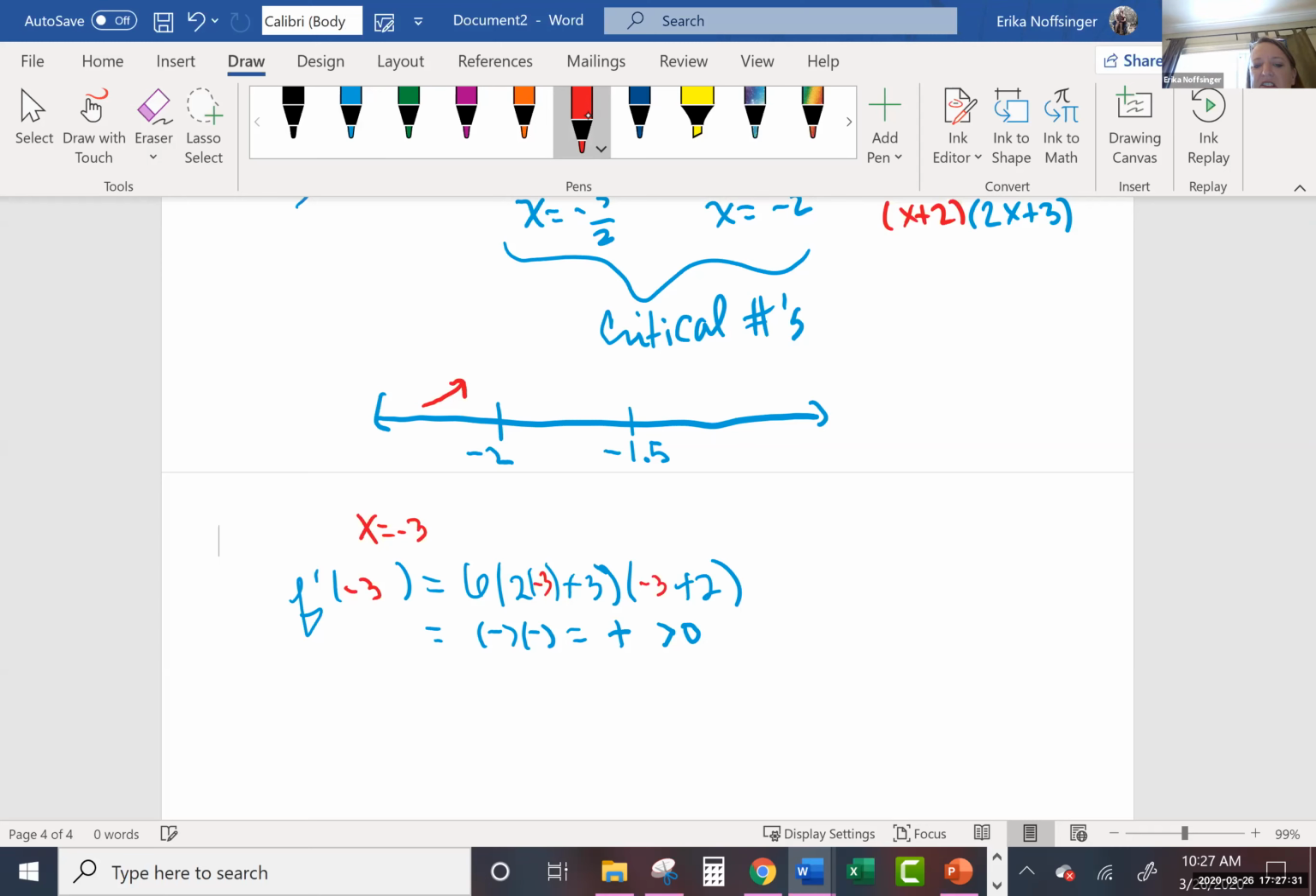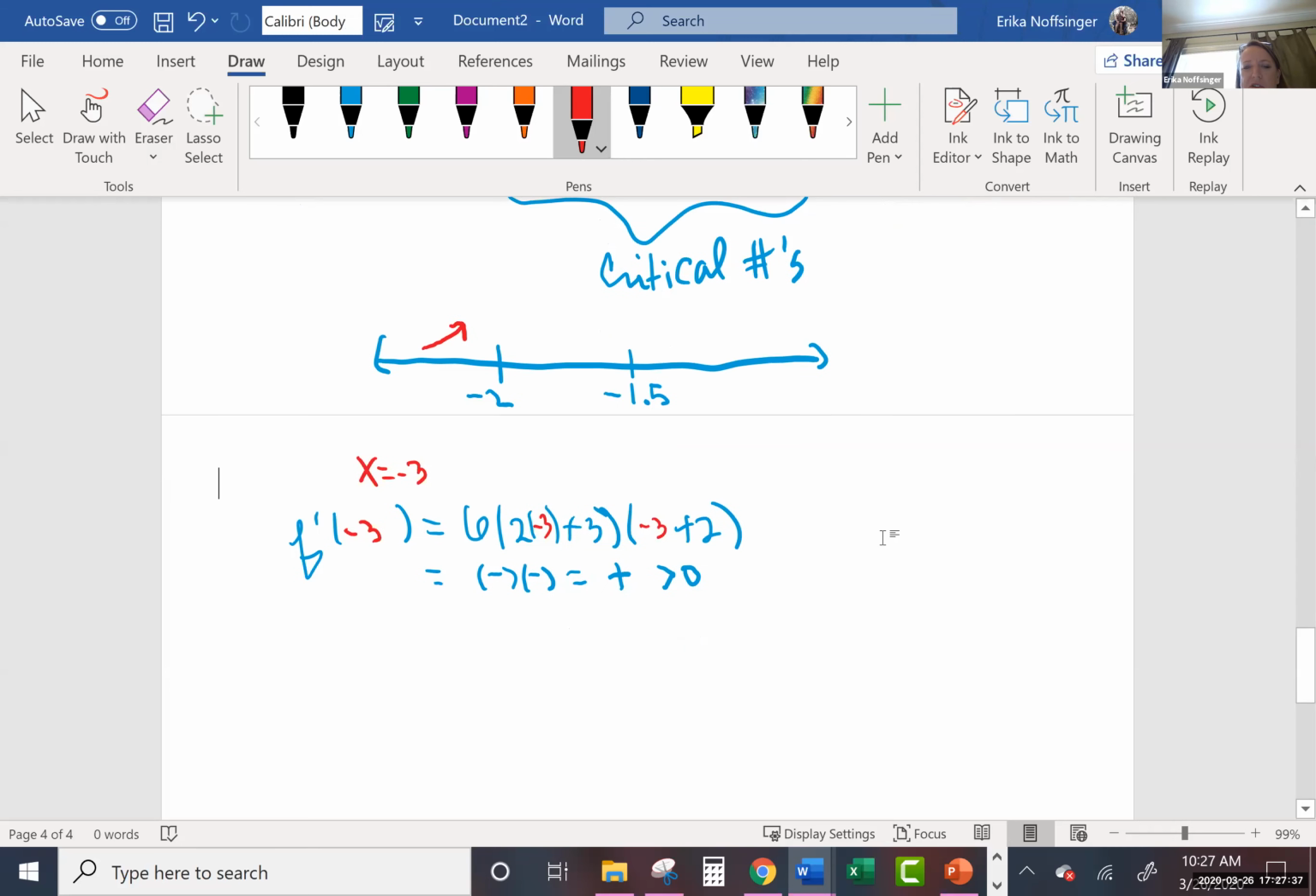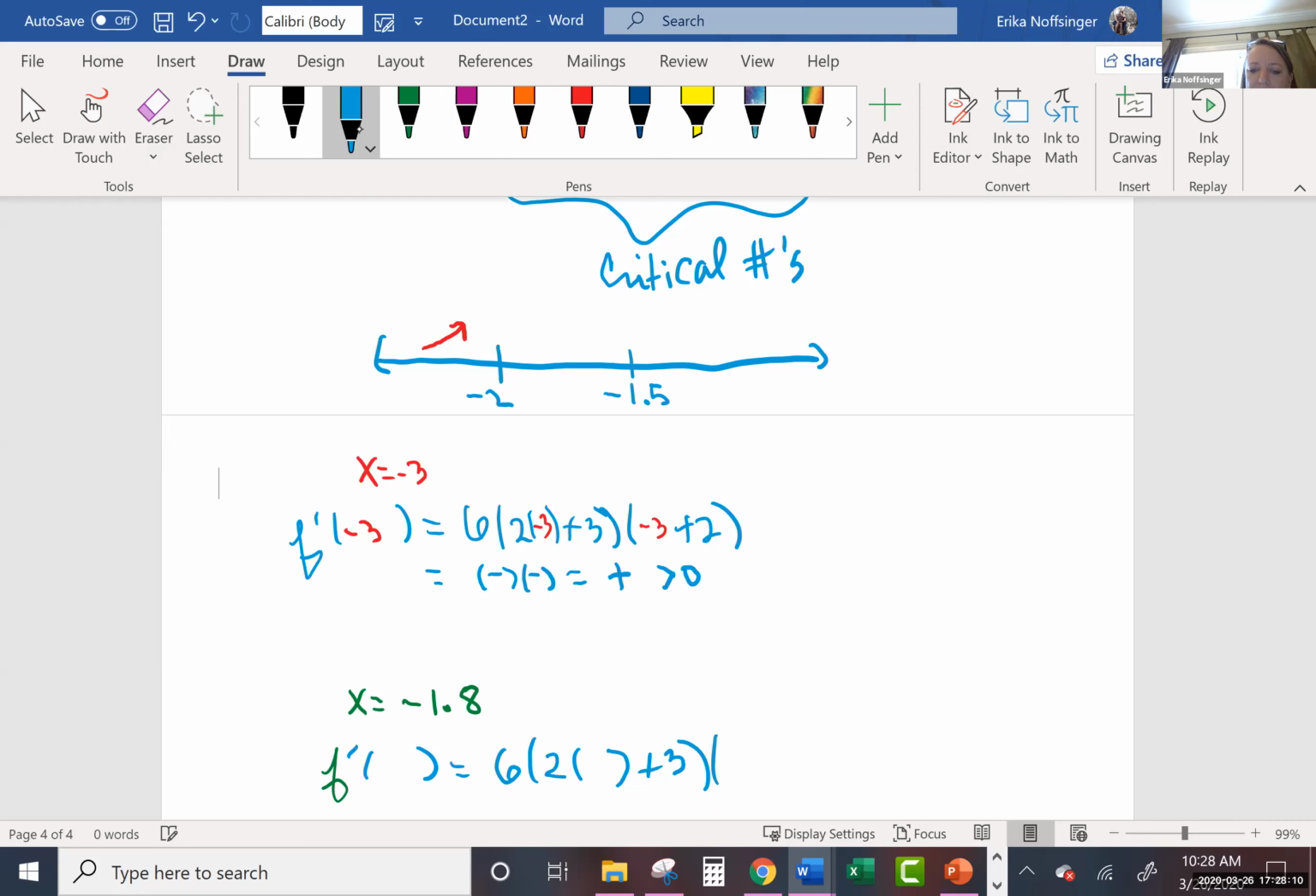So on the left of -2, our graph is increasing. So choose a number in between -2 and -1.5. How about -1.75? Or actually let's just do -1.8. So plugging it into the first derivative, we have 6 all times 2 times -1.8 plus 3, all times -1.8 plus 2.